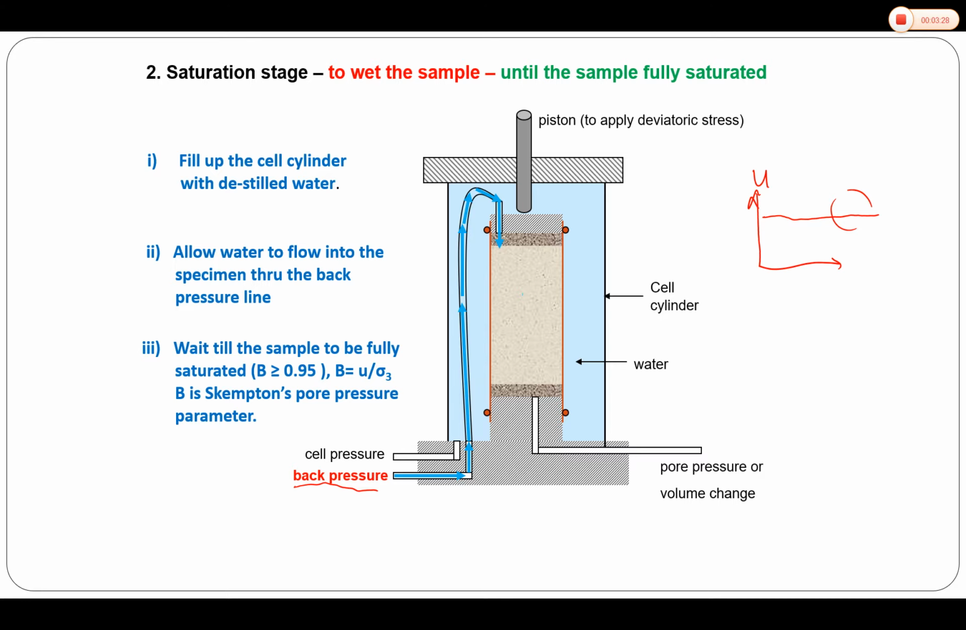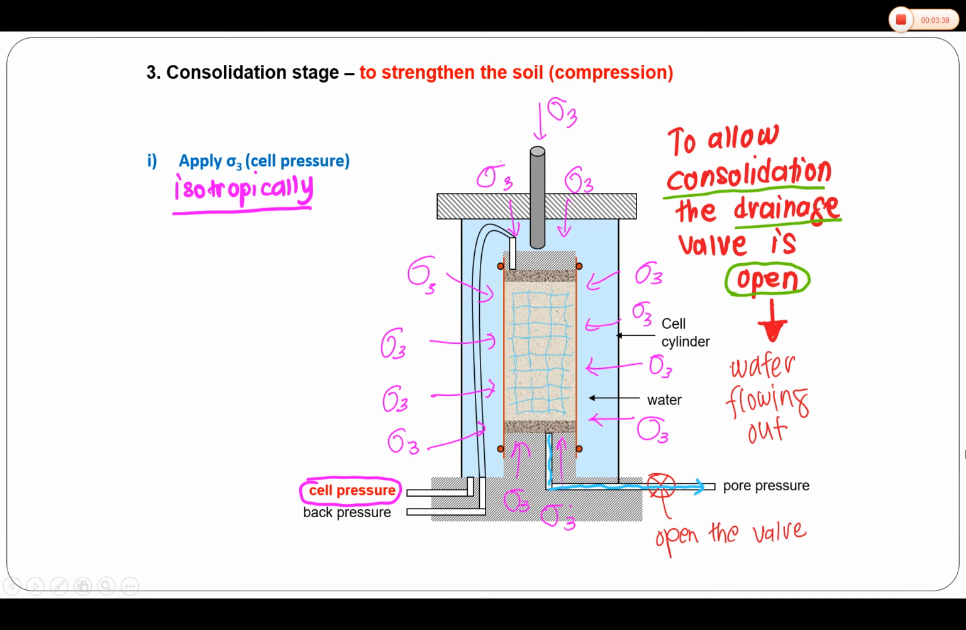Okay, so bila kita dah achieve the saturation stage, we can proceed to the next stage, which is the consolidation stage. Since kita conduct tadi adalah CD test, consolidation drain test, this consolidation stage refers pada C tu. So what is consolidation? Consolidate ni is actually to kukuhkan, to stabilize the sample, to strengthen the sample by compression. So in order to ensure that this process occurs, ada dua condition.